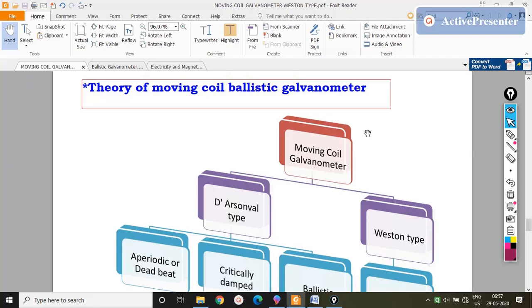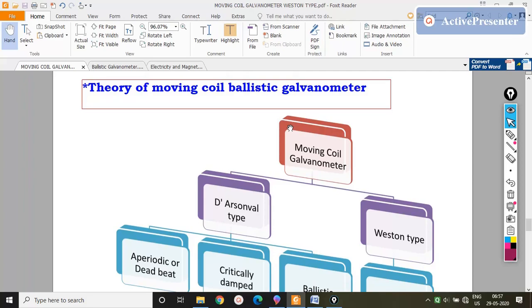Dear students, today in this lecture we are going to discuss the theory of the moving coil ballistic galvanometer. This lecture is a continuation of your previous lecture. In the previous lecture we discussed the torque acting on a current loop and preliminary things about the galvanometer. There I explained how the moving coil galvanometer came from the concept of torque acting on a current loop.